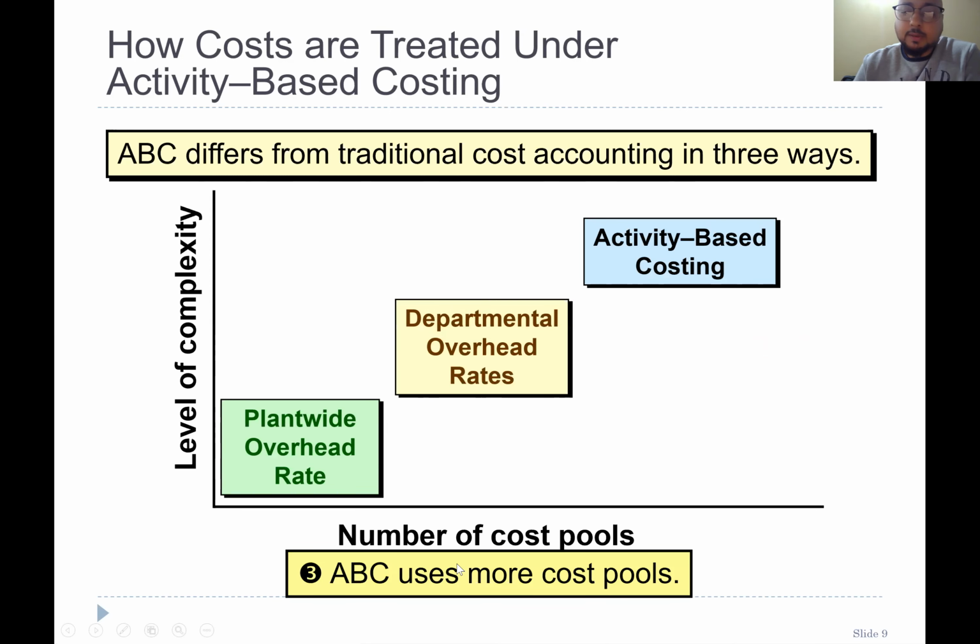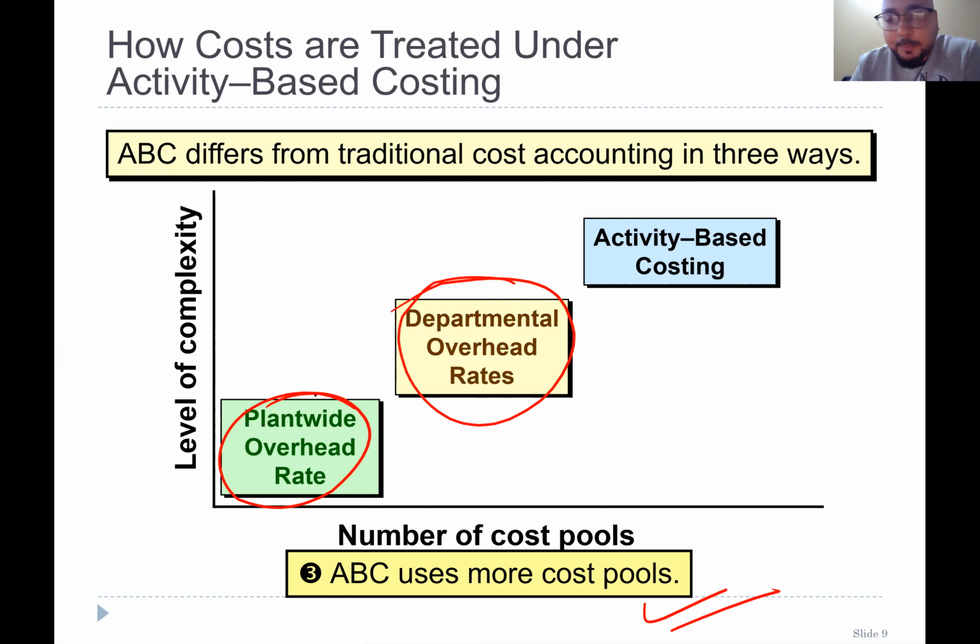So ABC uses more cost pools than traditional costing. Traditional costing uses a plant-wide overhead or departmental overhead rate, like plant-wide labor hours working in the plant, or machine hours working in the plant. But ABC uses more cost pools. There are going to be more cost pools.